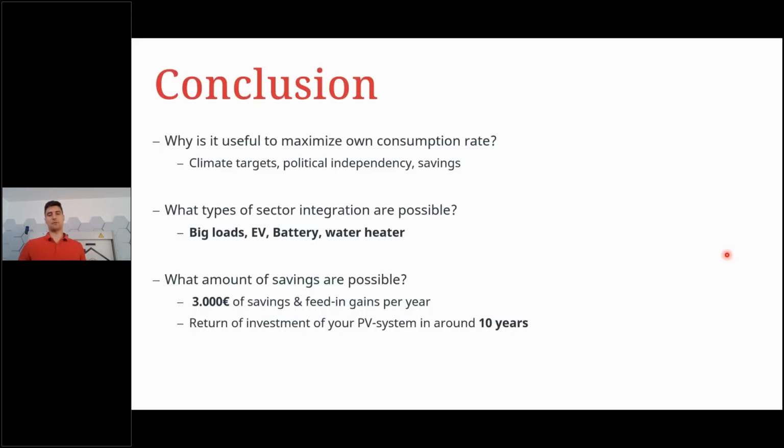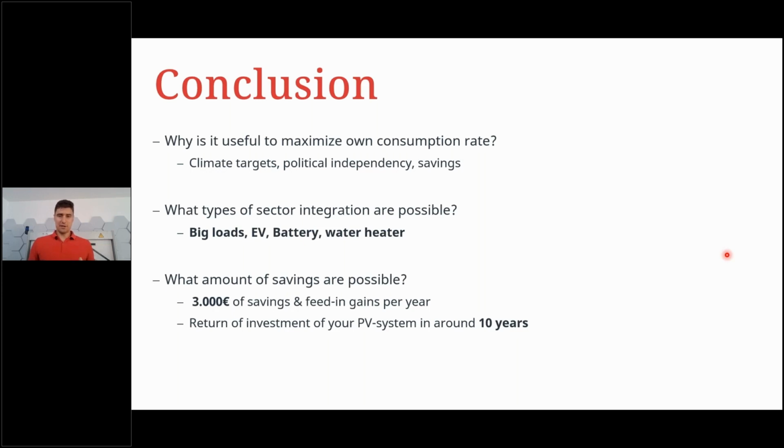So let me come to the conclusion of this webinar. This webinar was about consumption rate, about sector integration. What is sector integration and why do we want to use it? As I said, our customers have three core reasons for installing PV systems. This is doing something good for the environment, reaching climate targets, being independent of whoever produces the energy by producing it yourself, and third, of course, reduce costs.